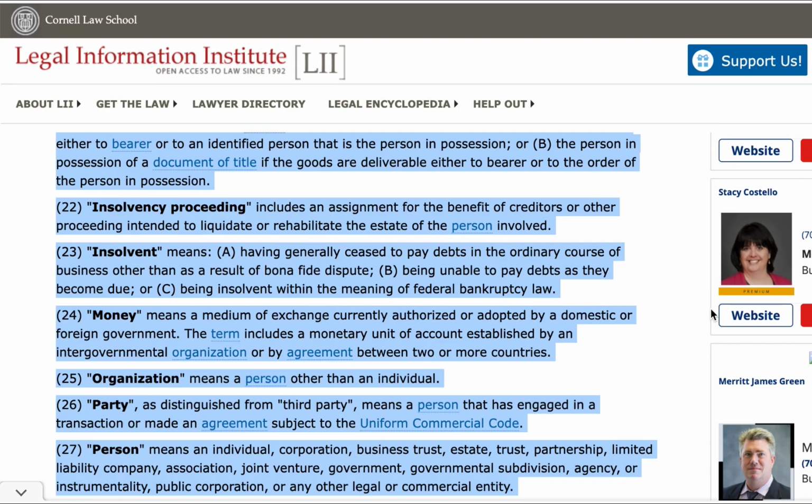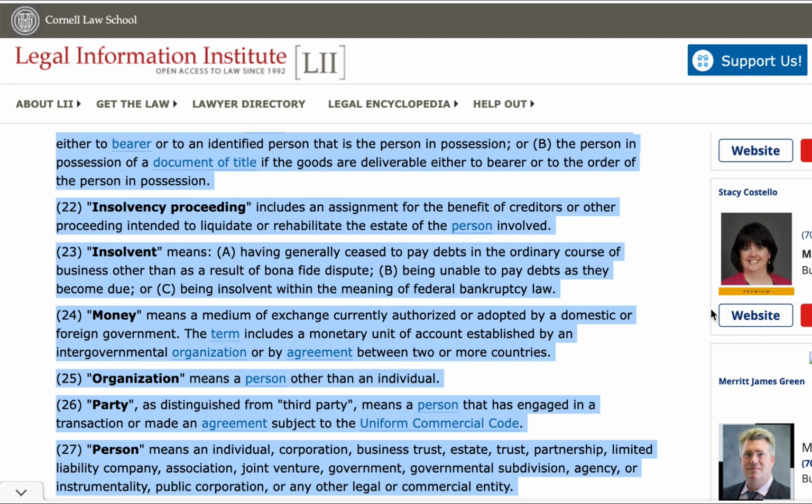26. Party, as distinguished from third party, means a person that has engaged in a transaction or made an agreement subject to the Uniform Commercial Code. 27. Person means an individual, corporation, business trust, estate, trust, partnership, limited liability company, association, joint venture, government, governmental subdivision, agency, or instrumentality, public corporation, or any other legal or commercial entity.